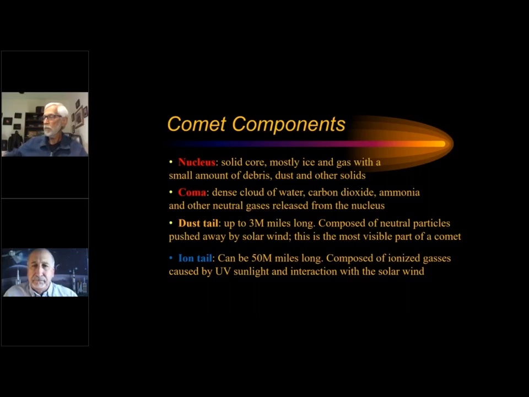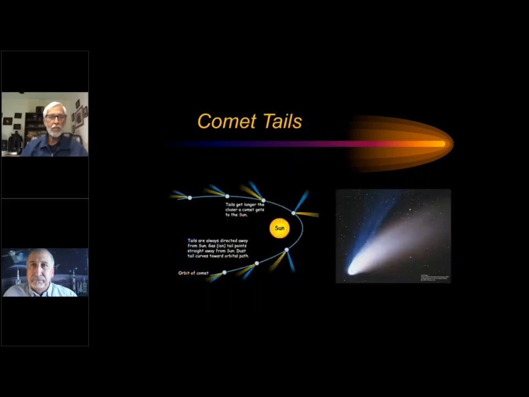So let me, on the next slide, there is a description of what all of this looks like as the comet revolves around the sun. On the right-hand side, you can see a picture of the dust tail, the white part, and also the ion tail, the blue part. Now, this is one thing that I find very interesting about comets.